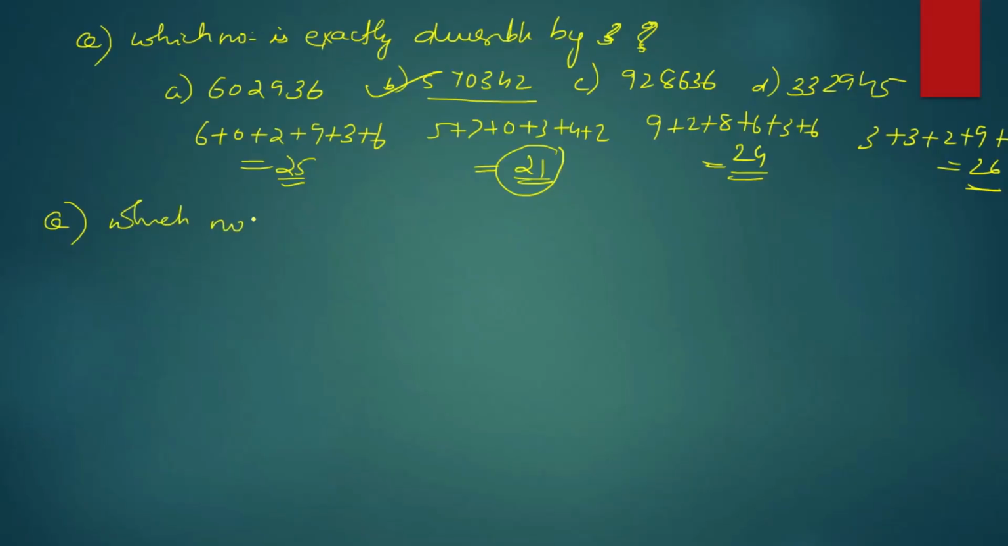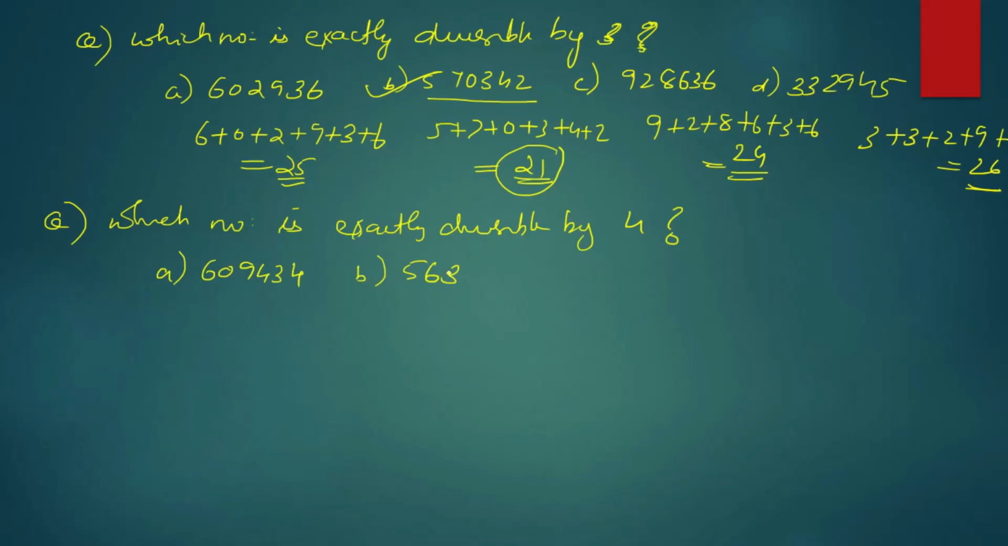Which number is exactly divisible by 4? The options are 609434, 563800, 884418, 302111. So what is the divisibility rule of 4?